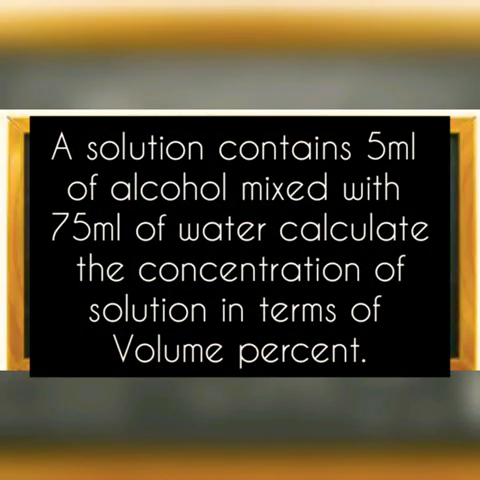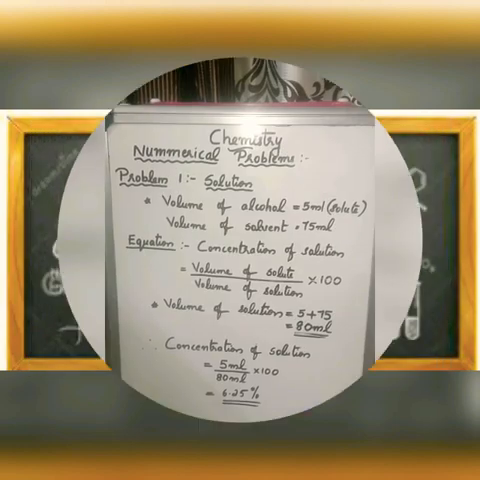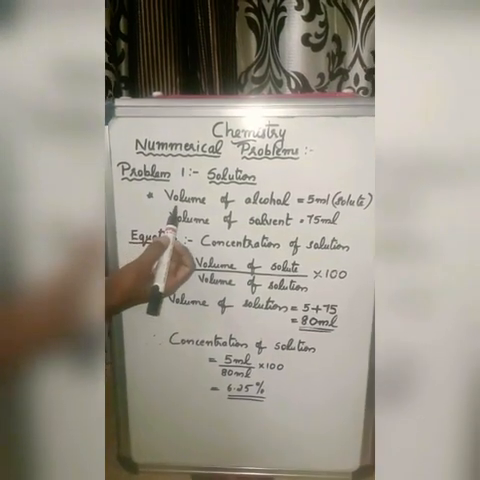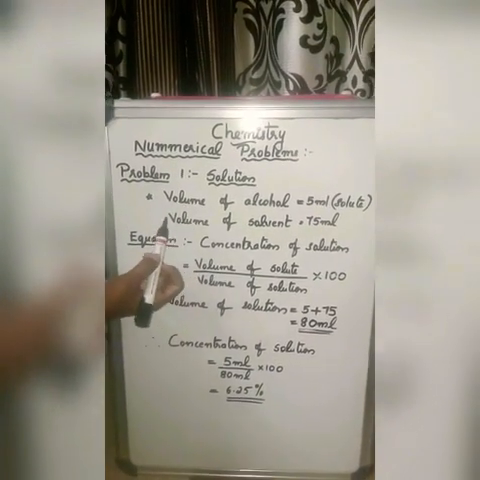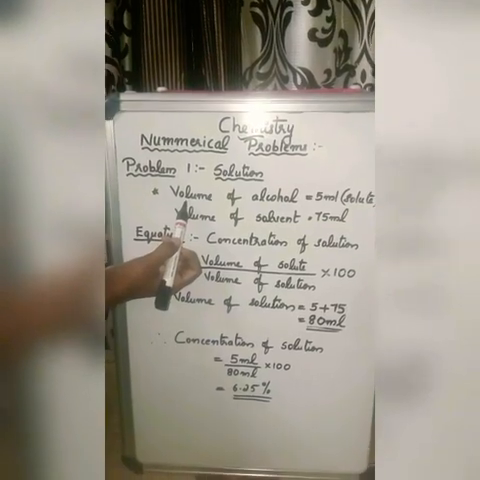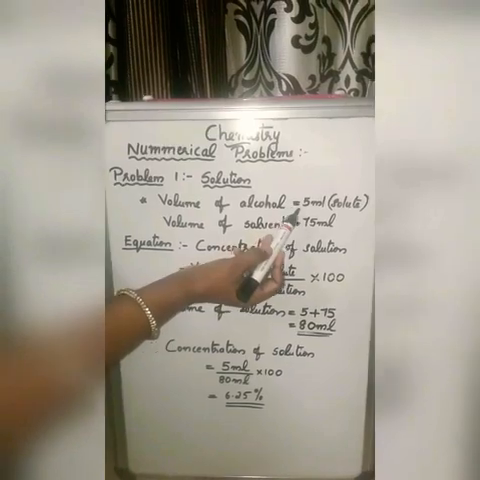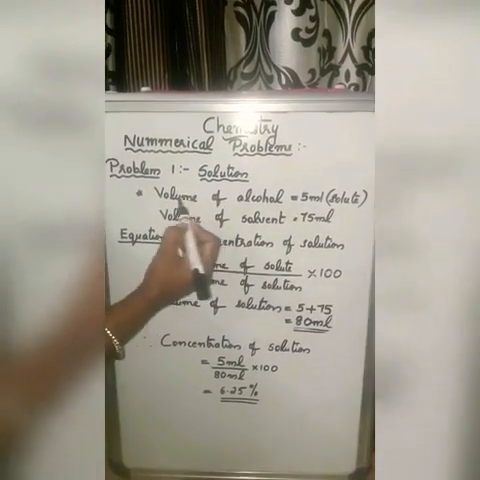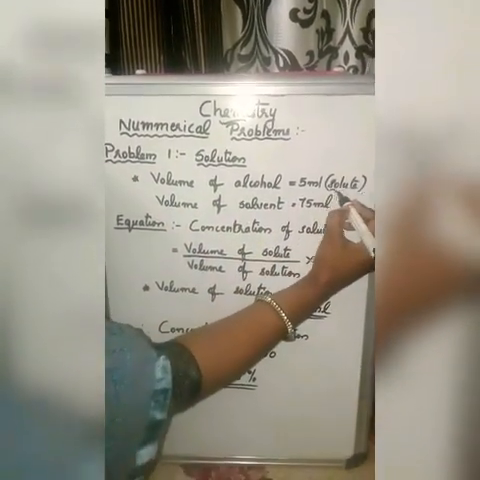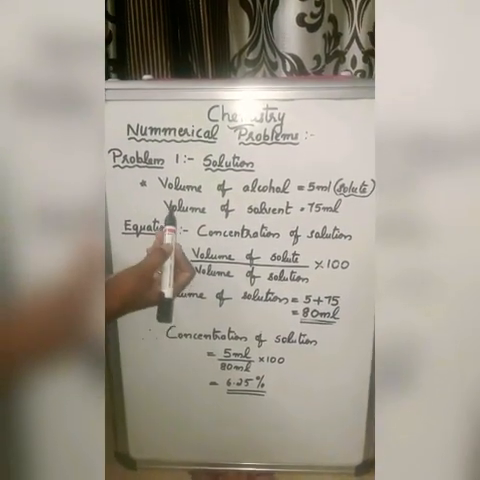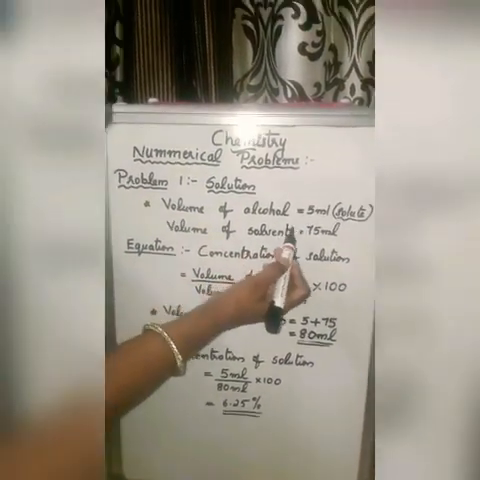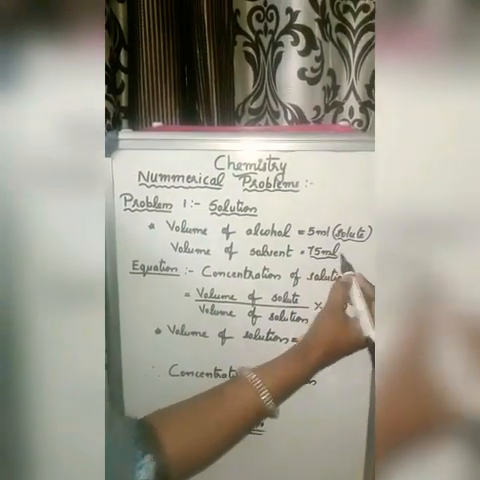A solution contains 5 ml of alcohol mixed with 75 ml of water. Calculate the concentration of the solution in terms of volume percent. From the problem, you understood that it is given in terms of volume. Volume of alcohol is equal to 5 ml. This alcohol is the solute. Then volume of the solvent is given as 75 ml.